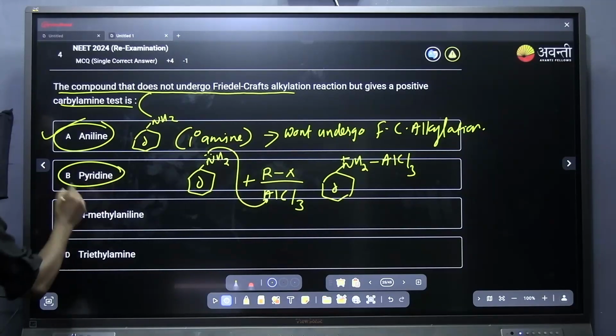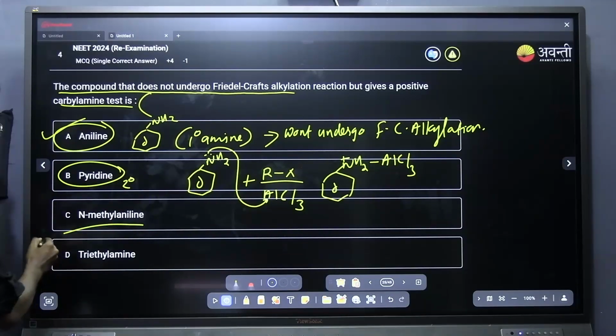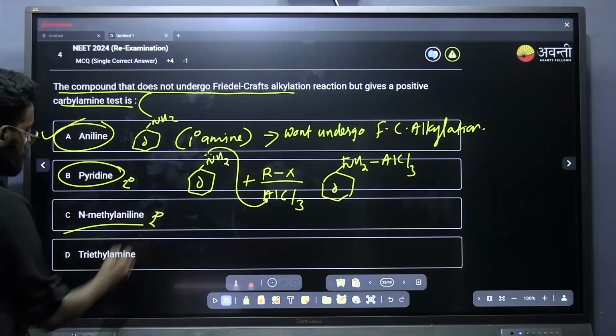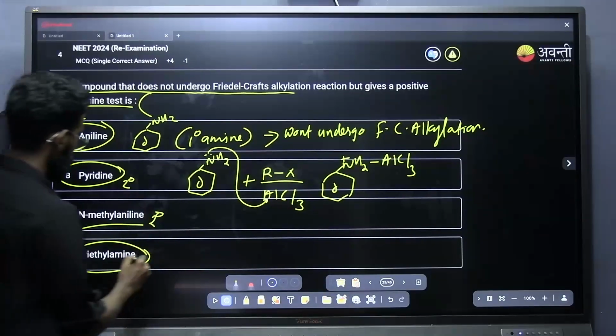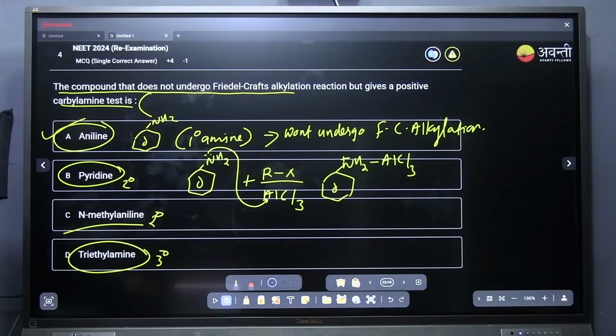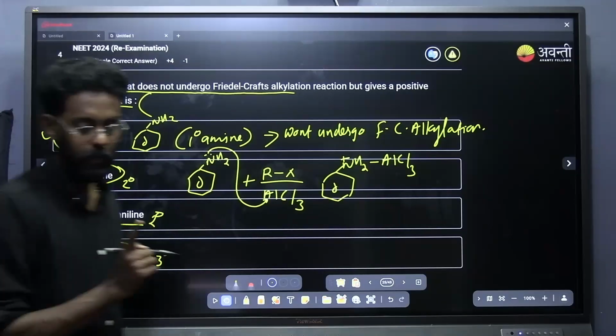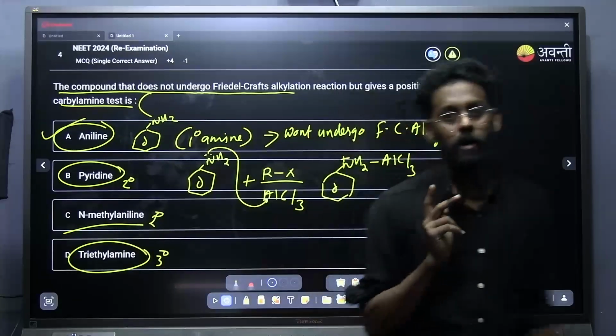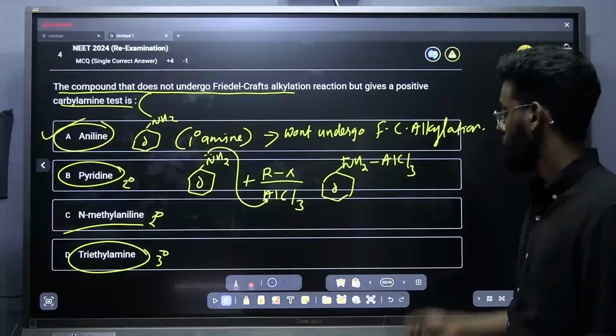And pyridine, we know that it is a secondary amine. N-methyl aniline is also a secondary amine, and triethylamine is tertiary. So secondary and tertiary amines are not going to give the carbylamine test, so that is not going to be the answer. Is it done everyone? Shall we move to the next question? Note the point: aniline won't be undergoing Friedel-Crafts alkylation reaction due to this reason. Yes. Moving.